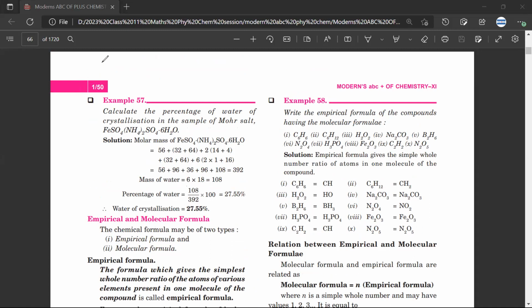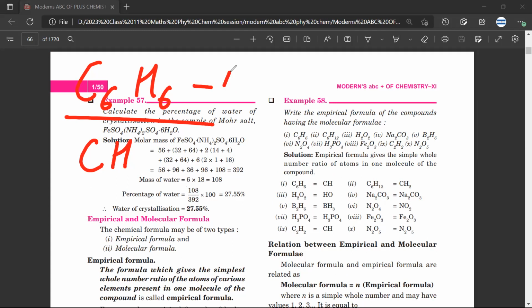So for example, my molecular formula is C6H6, but the ratio of carbon and hydrogen in this molecule is 1:1. So this is my molecular formula, and this is my empirical formula. Is it making sense?